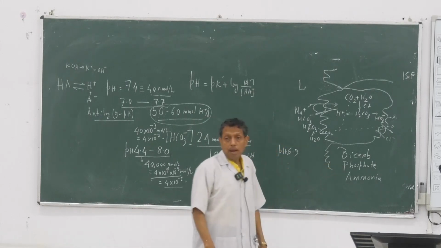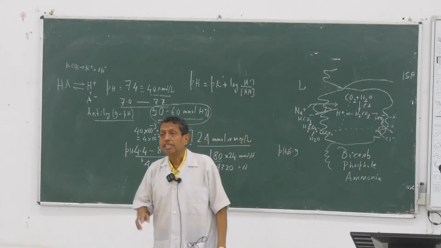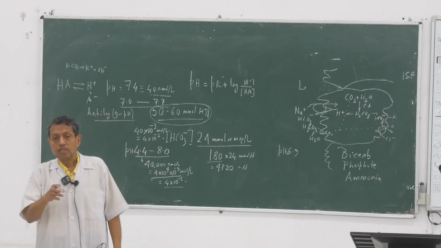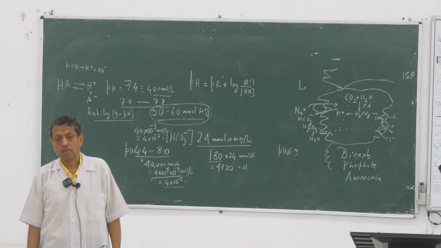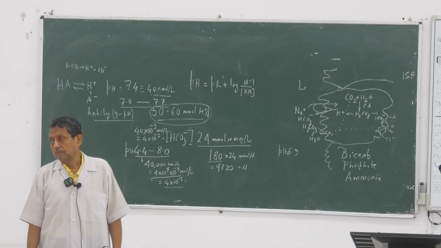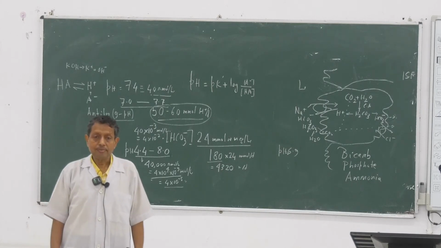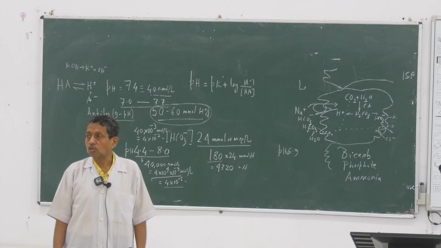Phosphate and ammonia. The ammonia buffer is produced from glutamine by the glutaminase enzyme. Within the cells, the glutaminase enzyme is present. It is a mitochondrial enzyme present in the proximal nephron and also in the distal nephron. It gives rise to glutamate and ammonia. And ammonia will have to react. It is present in the proximal tubule also.